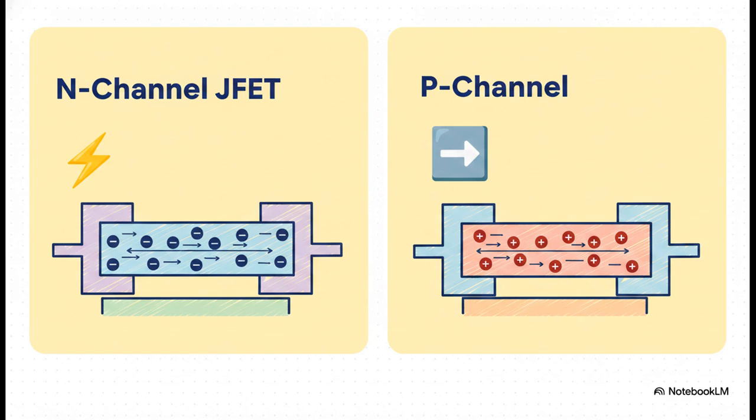And that brings us to the 2 main types of JFETs. You've got your N channel and your P channel. The big difference is what's actually carrying the current. In an N channel, it's electrons, which is pretty straightforward. But in a P channel, the current is carried by things called holes. A simple way to think about them is like bubbles moving through water. They're basically just empty spots where an electron could be. And as these spots move, they create a current.